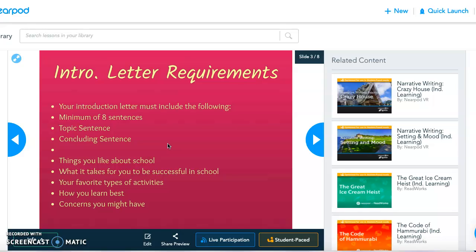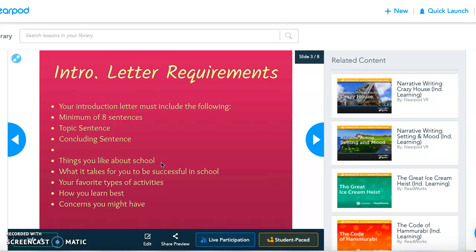In the middle, okay, in the body of your paragraph, in between the topic and the concluding sentence, you need to have all of these things about you. Okay, things you like about school. Okay, that does not have to be particularly about language arts class. It could be anything you like about school: lunchtime, gym class, hanging out with friends, playing outside, playing football near the softball field or on the football field, whatever it may be. Okay, maybe you enjoy a particular elective. Okay, make sure you let me know things you like about school.